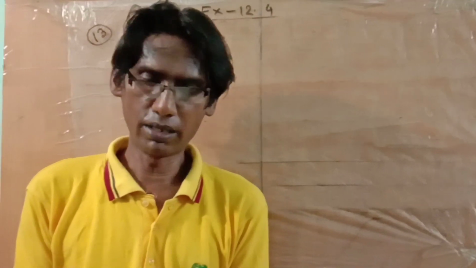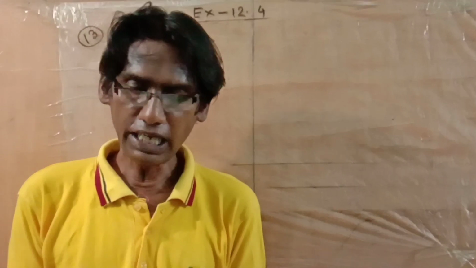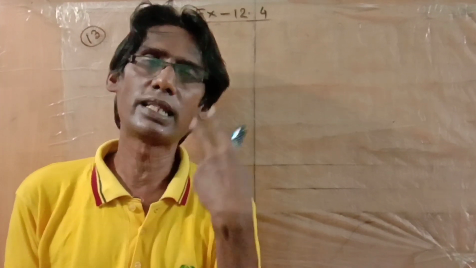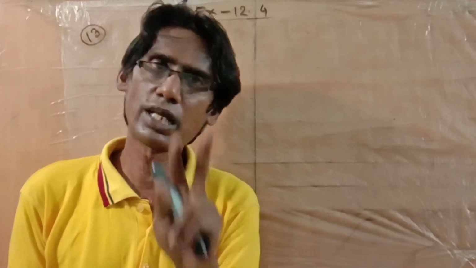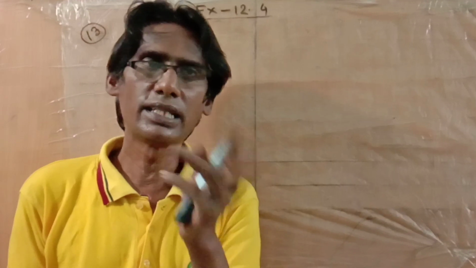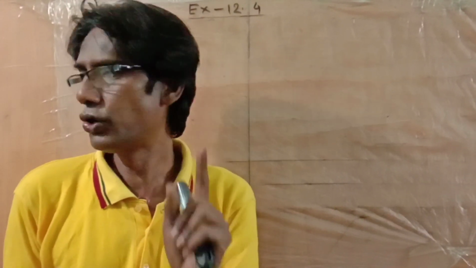Exercise 12.4 according to the textbook, question number 13. Read the question. The difference of the digits of a number consisting of two digits is 4. But if the number is interchanged, the sum of the original number and the new number will be 110. So there are two conditions. The difference is 4, and if the number is interchanged, then the sum of the two numbers will be 110. We have to find the number. We don't know the number.